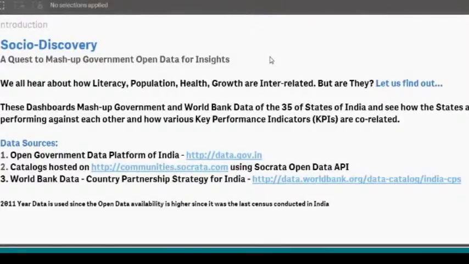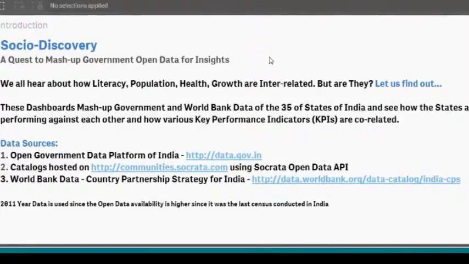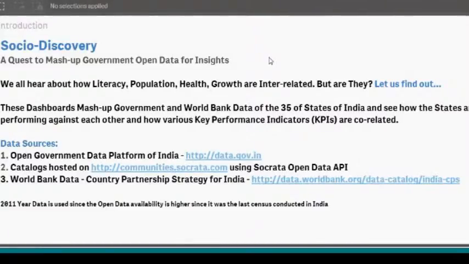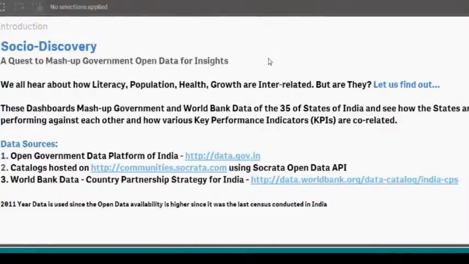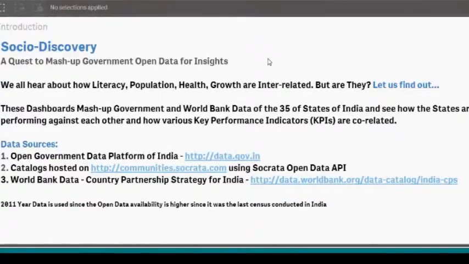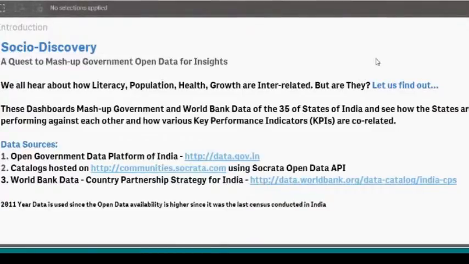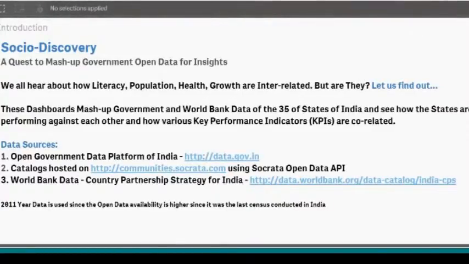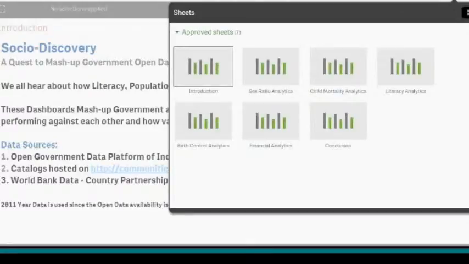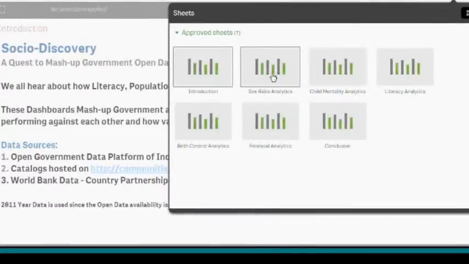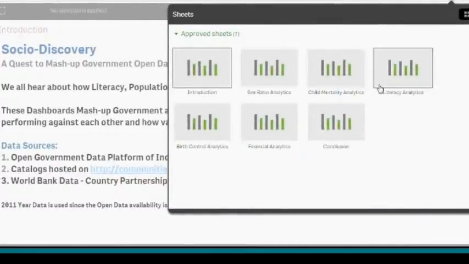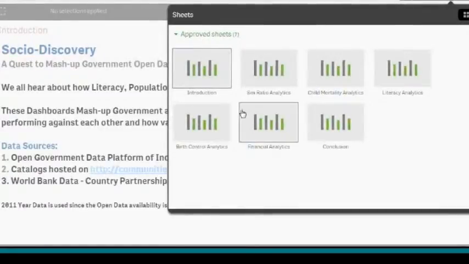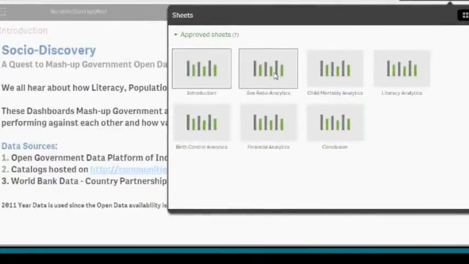So what we have here are some dashboards which we have built using government and World Bank data of the 35 different states of India, and we see how these states are performing against each other and how various KPIs are correlated. So we move on. We have a total of around 5 different dashboards. We look at the government data of the states based on the sex ratio, child mortality, literacy, birth control, and finally the financial analytics. So first, sex ratio analytics.